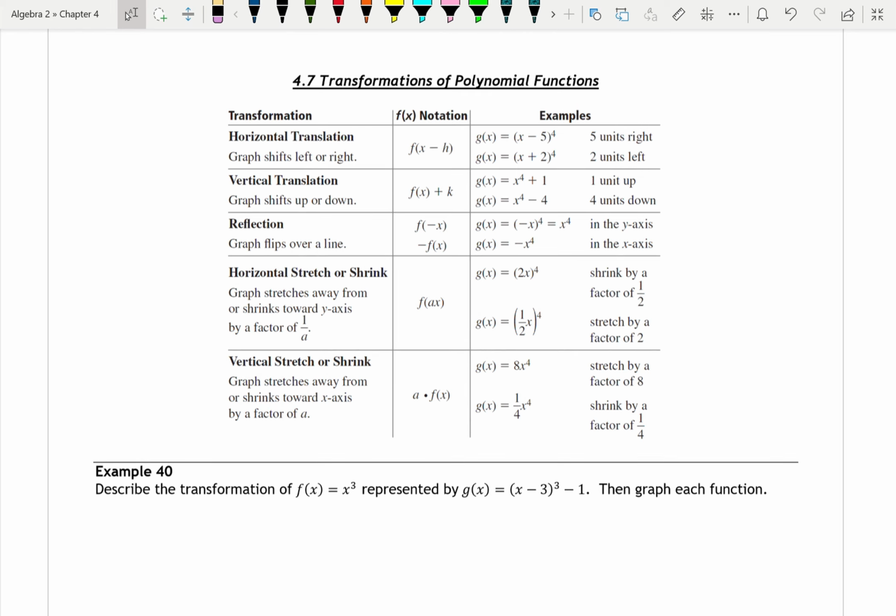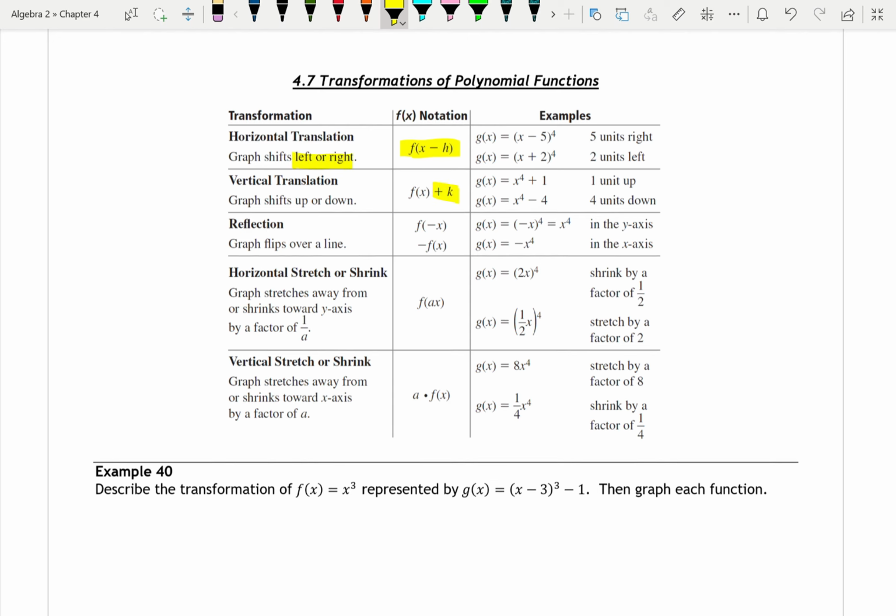All right, we're looking at 4.7, transformations of polynomial functions. So these listed here are the transformation functions that we've used before. Hopefully we know them all from Algebra 1. We have x minus h, where the h is contained within the parentheses, so you actually add a number or subtract a number right next to your variable term. That one shifts it left or right.